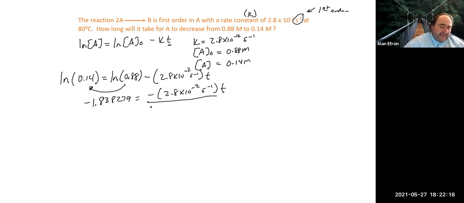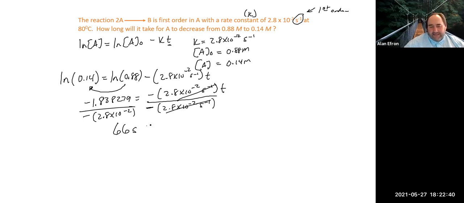I'm then going to divide the rate constant to the other side along with the negative. These are obviously going to cancel. And if I do that, 2.8 to the minus 2, it looks like I end up with about 66 seconds in this case. It is seconds because the rate constant is 1 over seconds, and when you divide it over, the seconds flip to the top. So it'll take about 66 seconds for that to occur in this type of reaction.